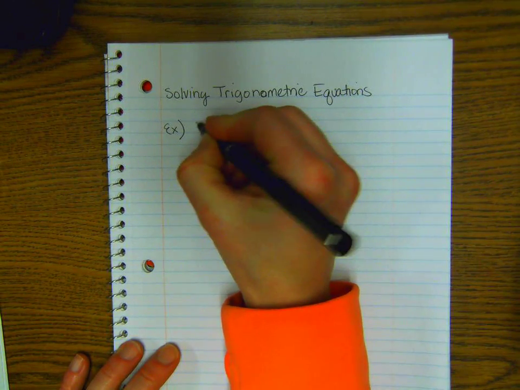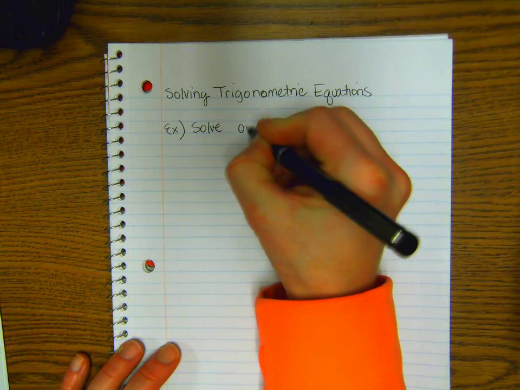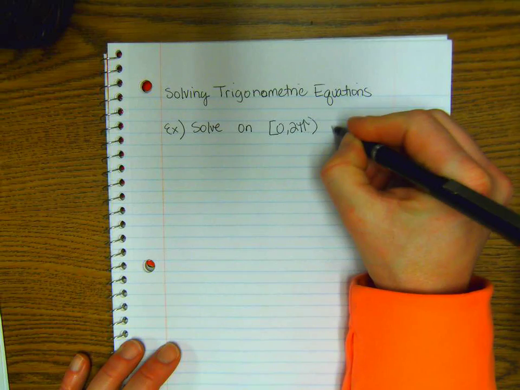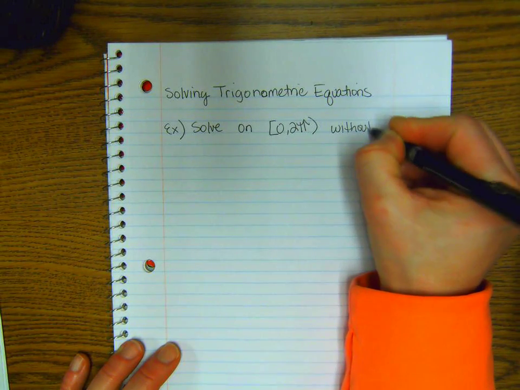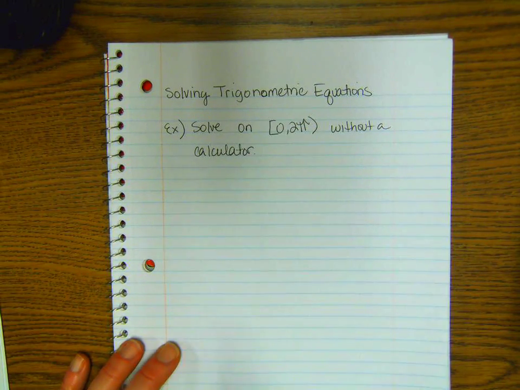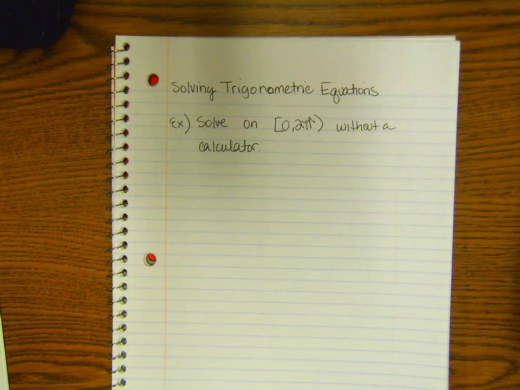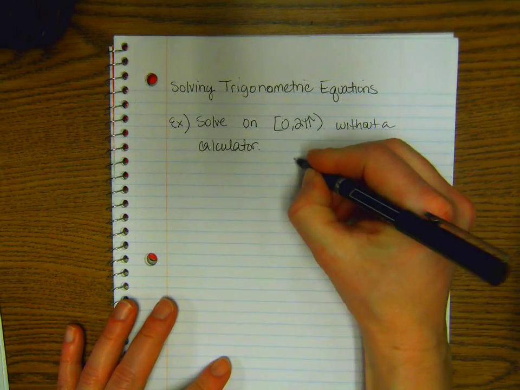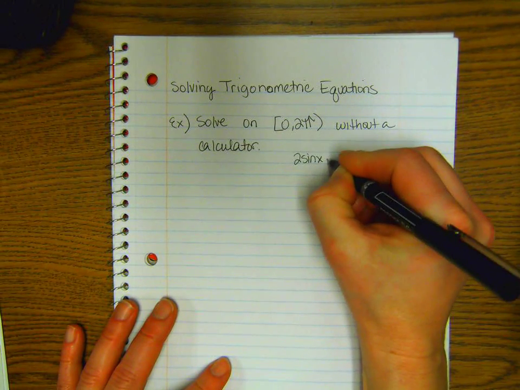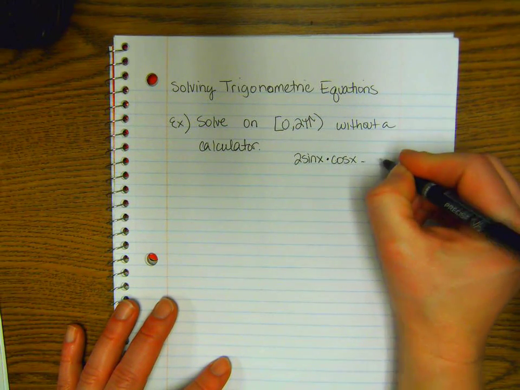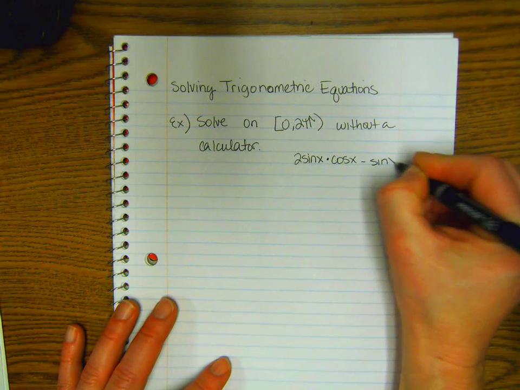We're going to solve on the interval 0 to 2 pi without a calculator. So these are going to be things that are exact. The first one we're going to try is 2 sine of x times cosine of x minus sine of x equals 0.